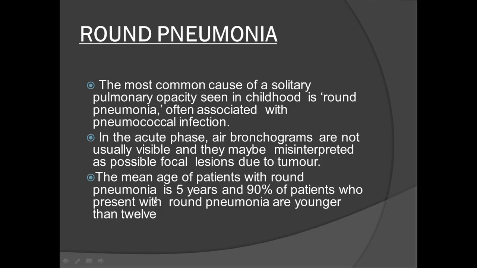Then comes round pneumonia, a very interesting entity. What happened? It usually simulates a mass lesion, and the proposed theory behind why it occurs in children is that children usually have underdeveloped channels, underdeveloped interalveolar communications and collateral airways.